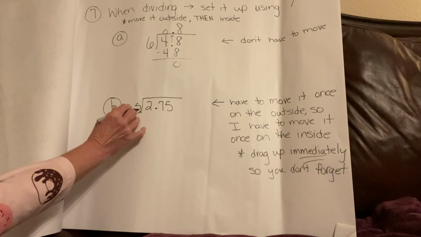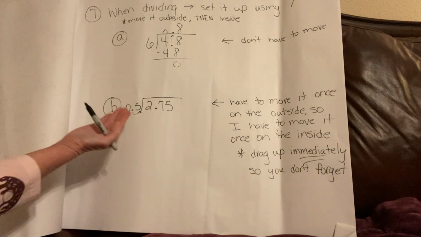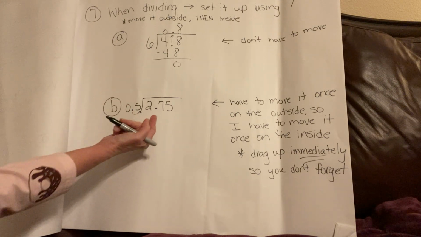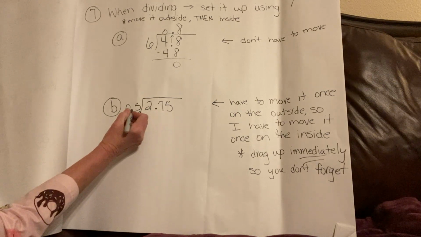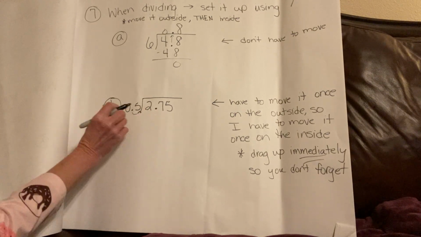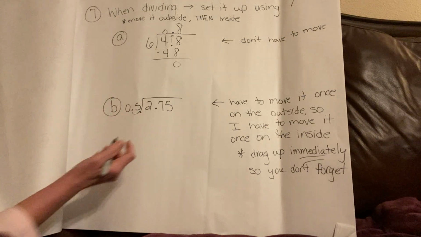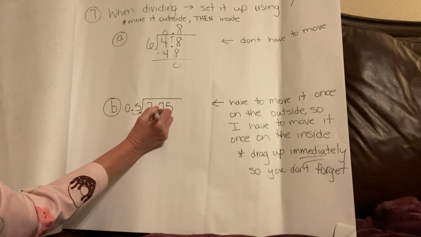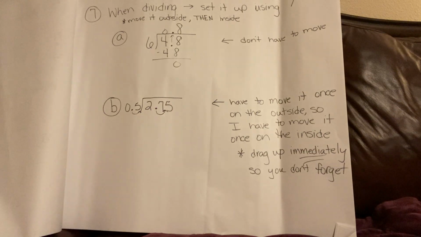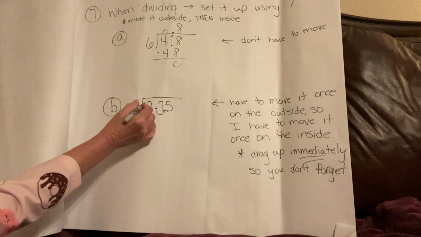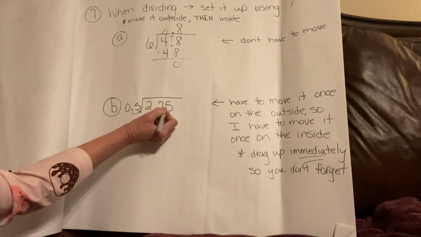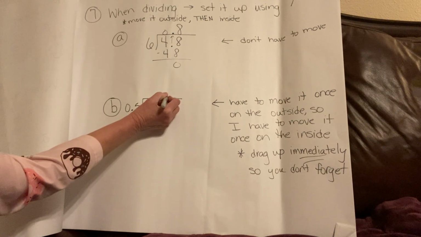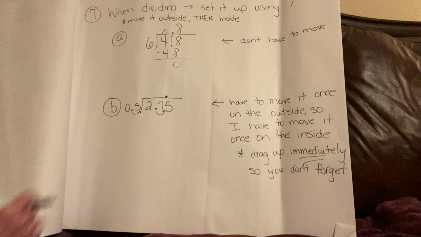So if I move it once on the outside, I also have to move it once on the inside. So I had to move this once to get the divisor to be a whole number. If I do it outside, I have to do it inside. So I would move it right there. That's one hop. And immediately go ahead and drag it up into your answer so that you don't forget later.